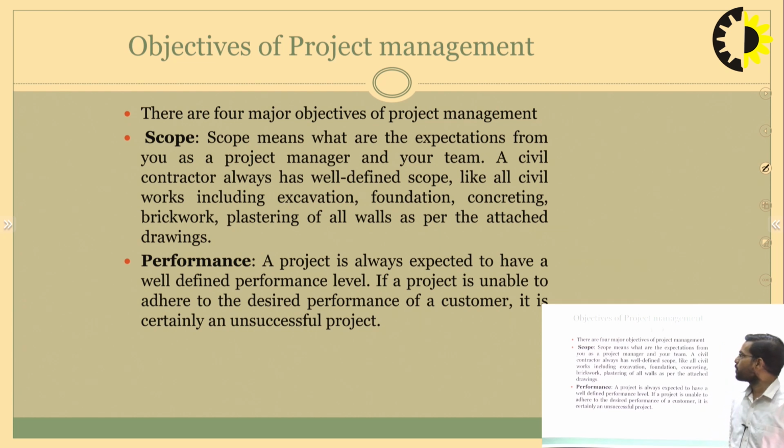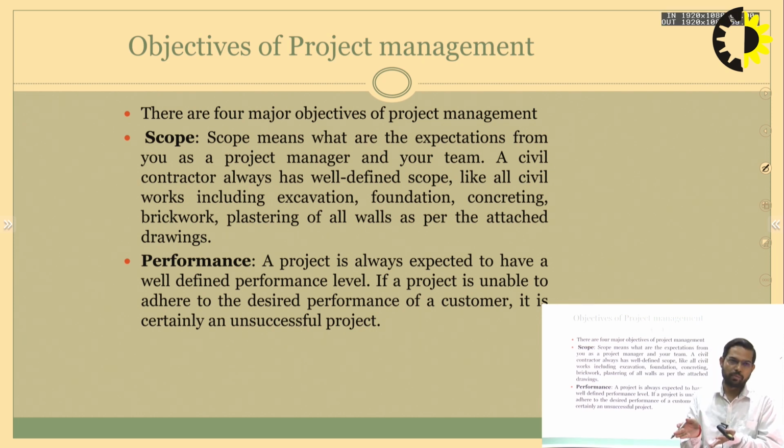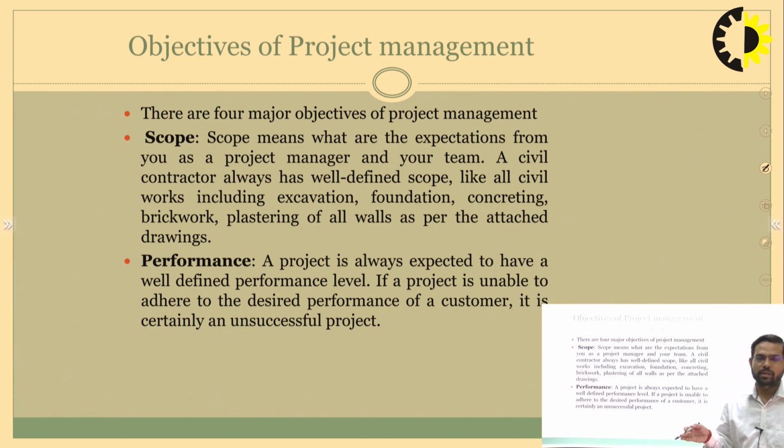So what are the objectives of project management? There are basically four main objectives of project management. First, scope. A civil contractor always has a well-defined scope, like all civil work including excavation, foundation, concreting, brickwork, and plastering of all walls as per the attached drawing.